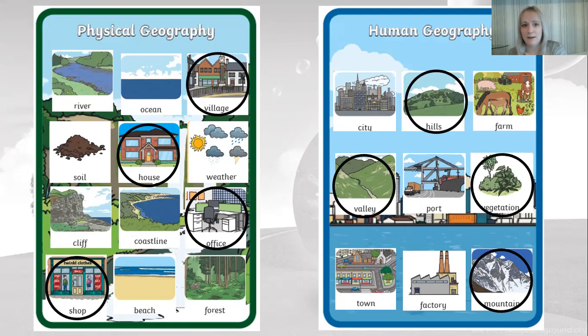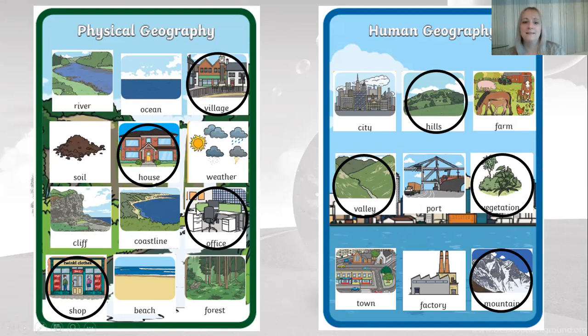Now I can see where I went wrong. Over here on my physical geography side, I put a village. That's a bit silly. Although in a village we may see some things that are physical, a village is made by people, so that needs to go on the human side. And again, a house. I was looking at the grass and the little bushes, but they've probably been planted there by the people who bought the house. So that house is a human feature.